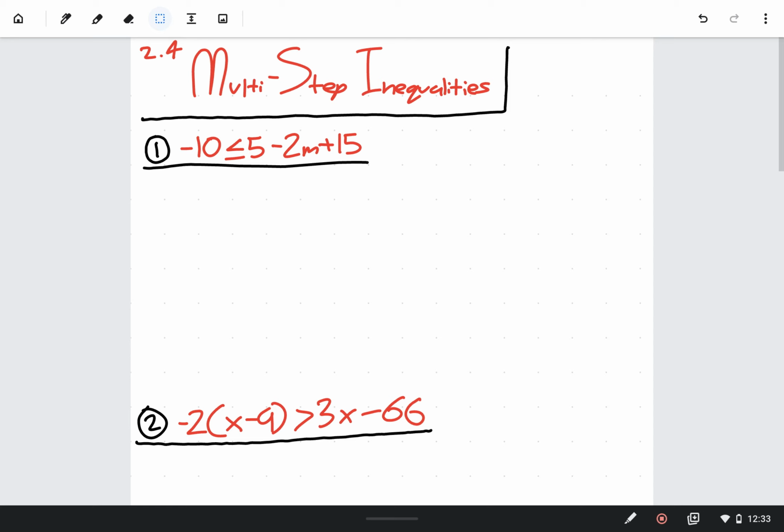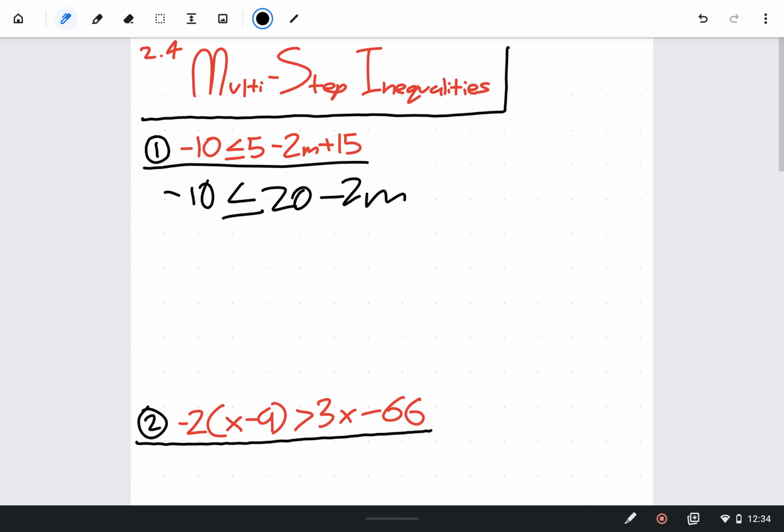plus 15. When solving any inequality, the first step you should do is distribution, whether you're trying to distribute parentheses or getting rid of the denominators of fractions. However, as we can see, there isn't anything like that, so we can just move on to the next step, which is combining like terms. 5 and 15 can be added together to make 20. So that'll give us negative 10 is less than or equal to 20 minus 2m.